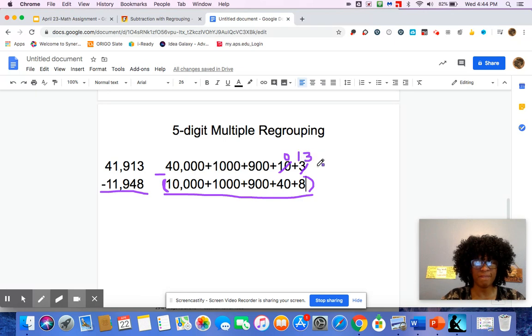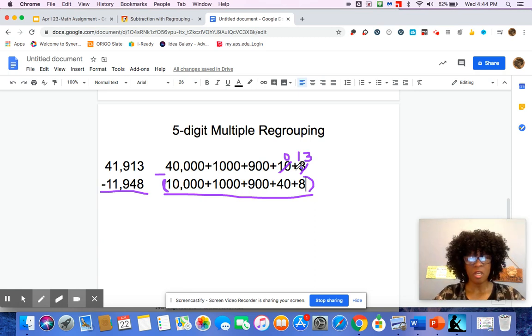Look good? Okay, we're still not ready to solve, because every number on top isn't ready to subtract what's on the bottom. So now we're at 0 here. We have to go over to our hundreds, which have plenty to give. If we take 100 from here, that will leave us with 800 here.